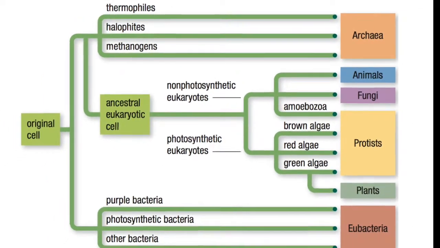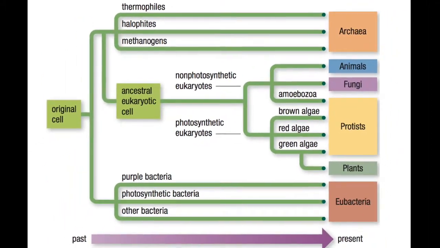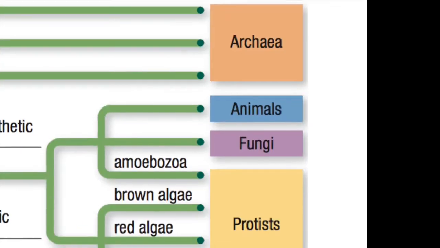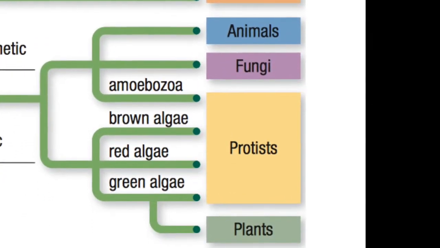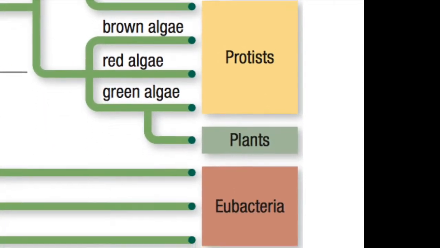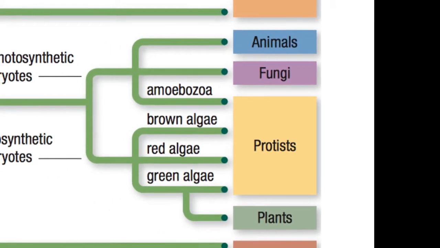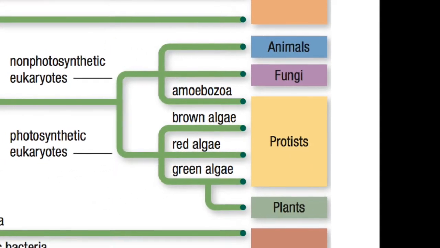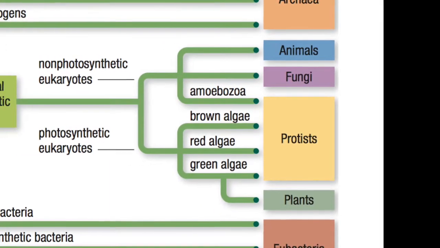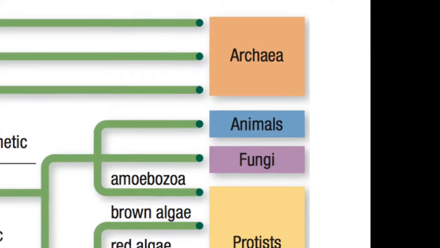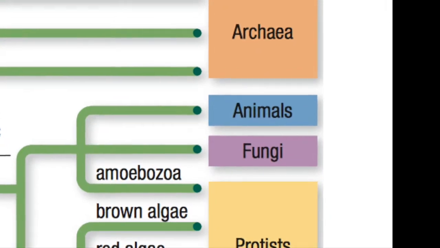This simplified phylogenetic tree shows key evolutionary relationships among the 6 kingdoms. Note that the protist kingdom does not represent a single clade. The brown, red, and green algae are more closely related to plants, while the amoeboid protists are more closely related to fungi and animals.